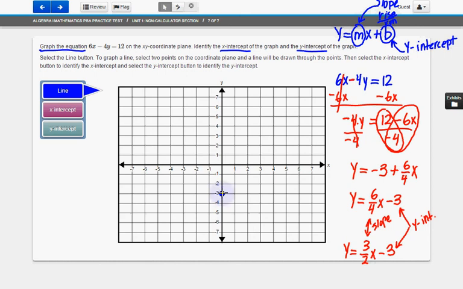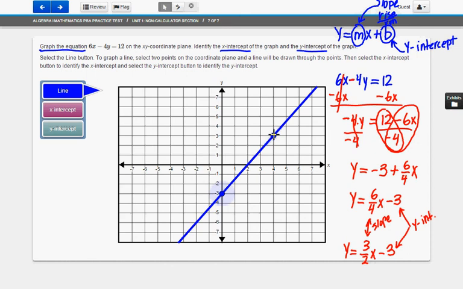That means I'm going to go up 1, 2, 3, 4, 5, 6, and over 4, and put a point right here. So this is the graph of the line y equals 6/4 x minus 3. You can also see it has a slope of 3/2, so rise 3, run 2, rise 3, run 2.